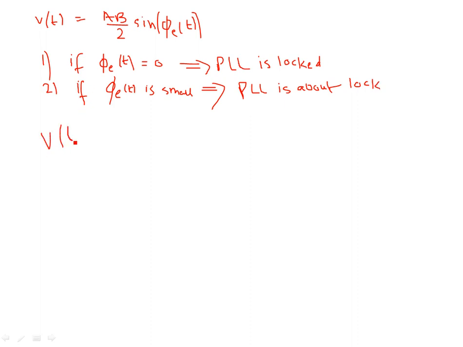In the second case, when your phase error is small, v(t) can be approximated as AB/2, and you can forget about the sine function. It will be phi_e(t). Why? Because if the angle is small, whatever argument the sine function takes, if x is small, then sine of x is approximately equal to x, because the other term is going to include x cubed by 3 factorial, which you don't need. So that's what we have done.